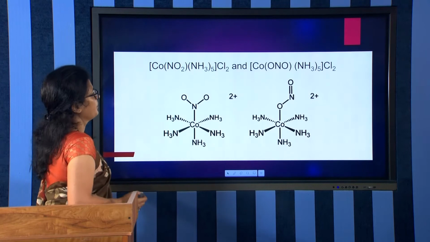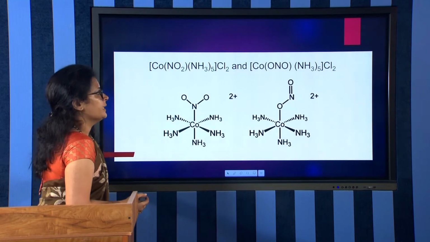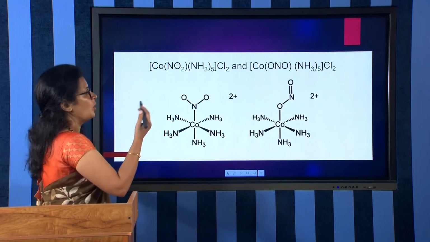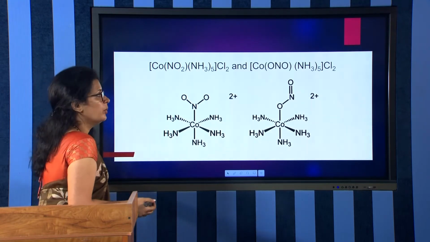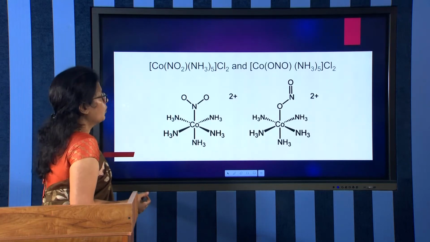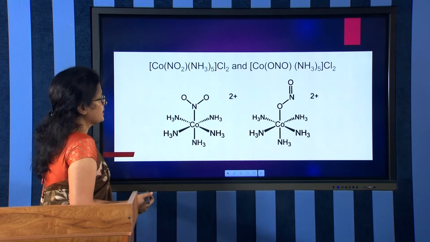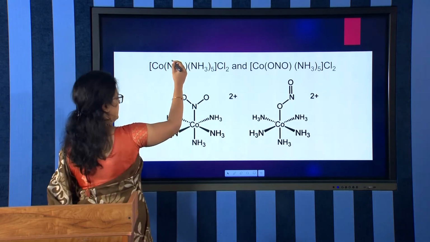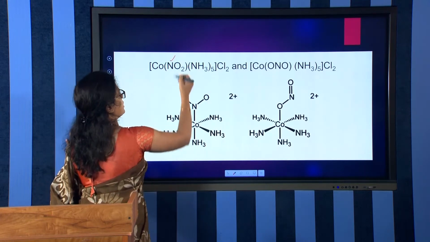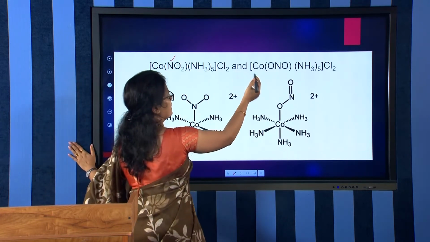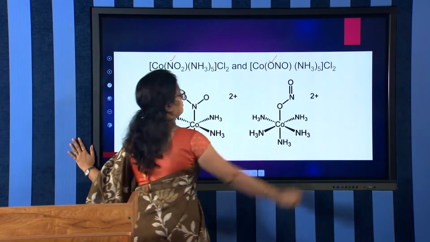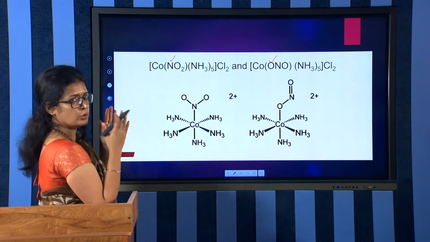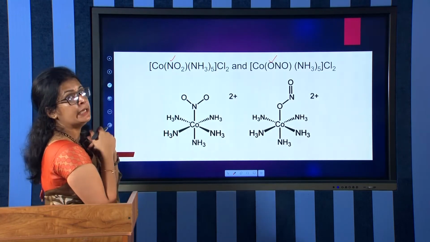Here is an example, [Co(NO2)(NH3)5]Cl2. This is an example of a coordination compound, and another coordination compound is [Co(ONO)(NH3)5]Cl2. What is the difference in these two complexes? In the first case, it is NO2, so which is the donor atom? It is nitrogen. In the second example, it is the oxygen atom. That is the only difference. All others are the same in both coordination compounds. So these are linkage isomers.